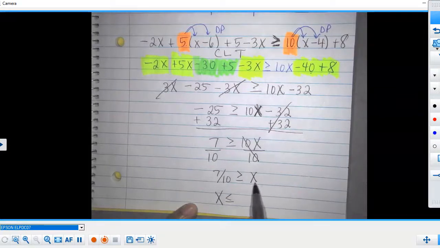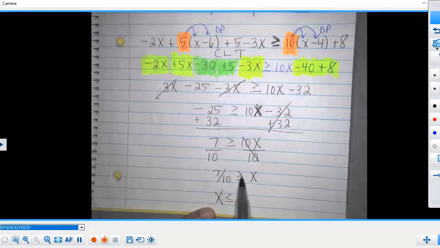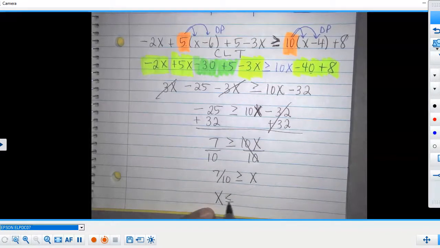Again, I'm trying to put my X on the left. And when I look from this perspective, the back of the inequality symbol is facing away from the X. So when I draw it again, I want to face it away from the X. You see? It's facing toward the 7/10. That's how the positioning works. So now when I read this, guess what the answer is? X is what? Less than or equal to 7/10.